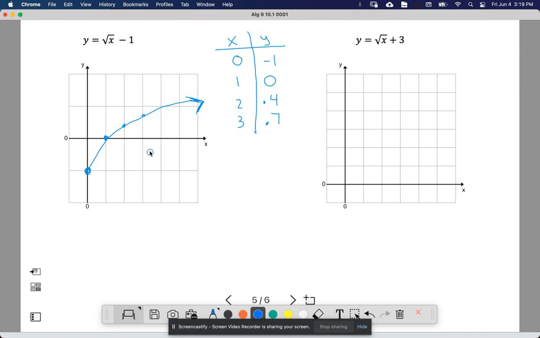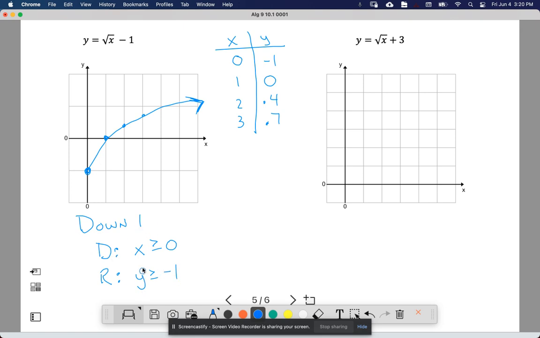So what has changed here? We went down 1. So then our domain, we just use D. It's going to be x. Domain still is greater than or equal to 0. Our range has changed again. Our range now comes down 1. So that means y has to be greater than or equal to that down 1. Down 1 is a -1.